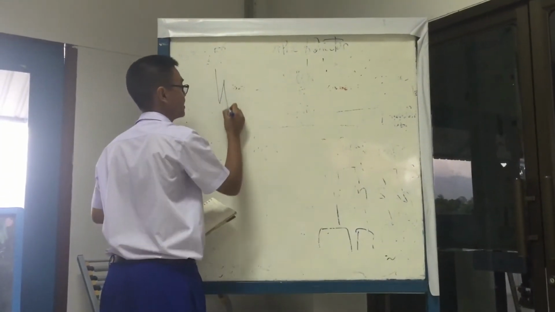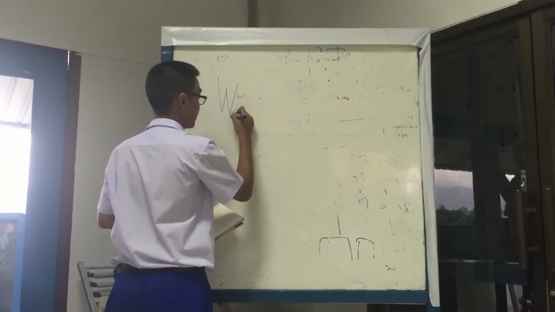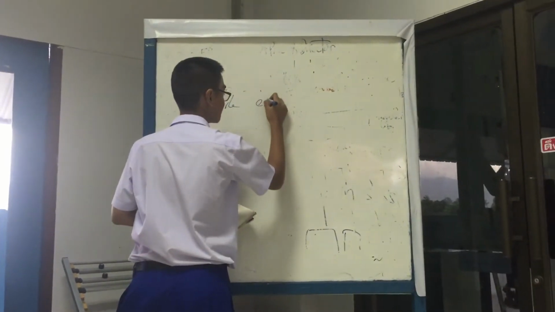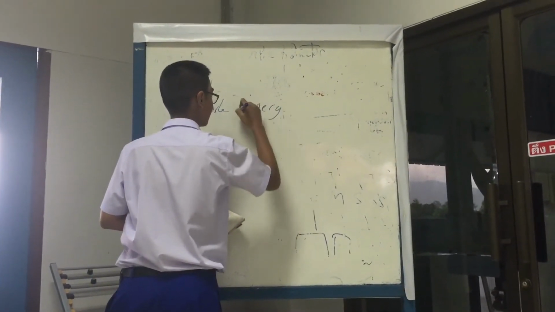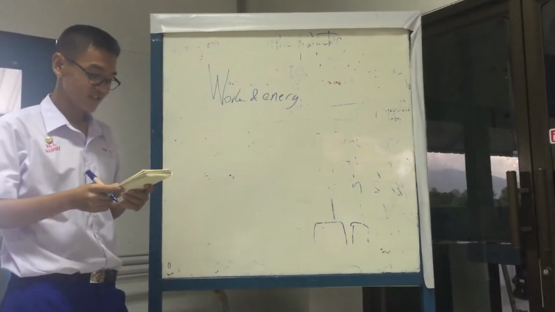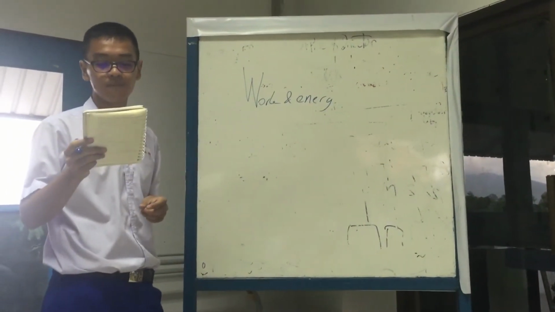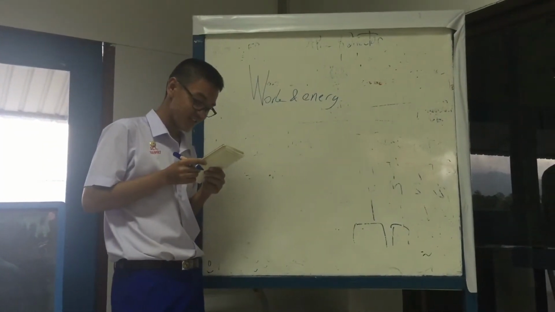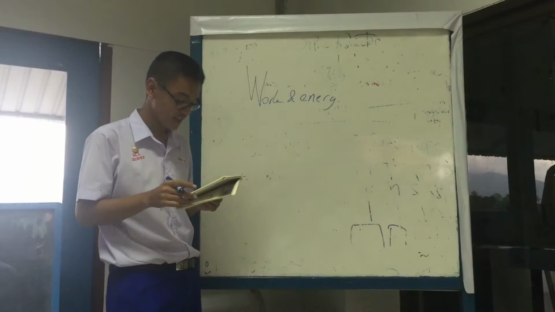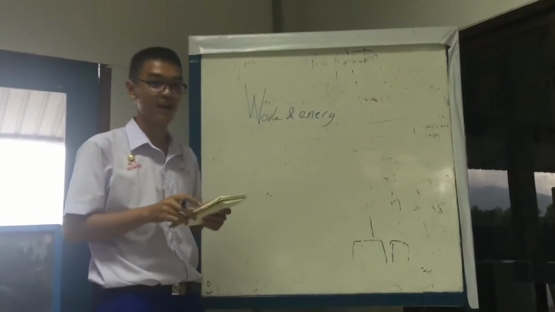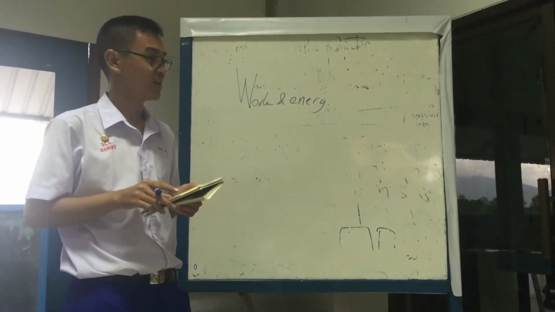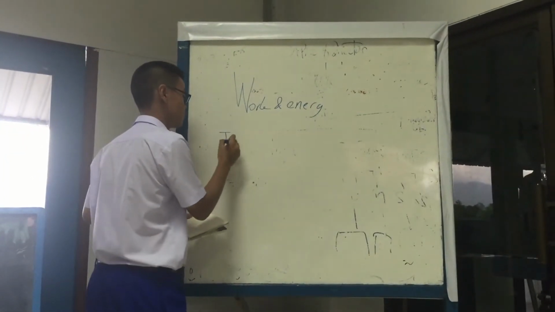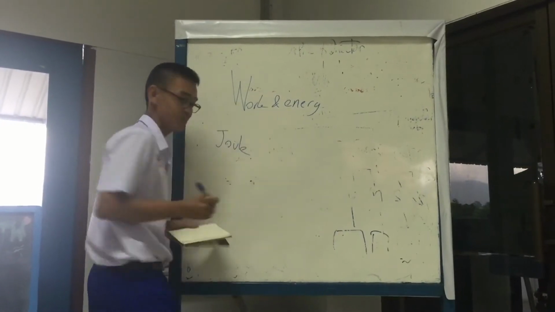What I'm going to talk about today is work done, work, and energy. So I will start from work first. Work is a form of energy that's only applied on a moving object, and its unit is the joule, only joule.